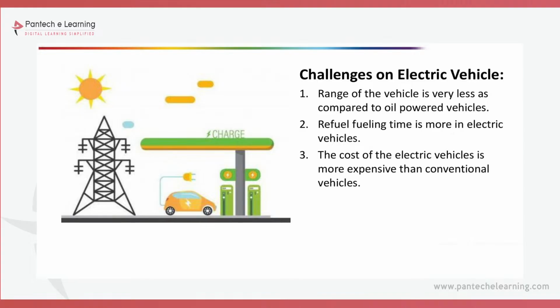From 0 to 100%, we have to take a minimum of 8 hours, depending upon the battery capacity. The cost of electric vehicles is more expensive compared to conventional vehicles, because we buy the batteries from abroad. Battery is the main cost of the EV. Battery, motor, and controller are the main costs of EV vehicles, so the cost is very expensive.